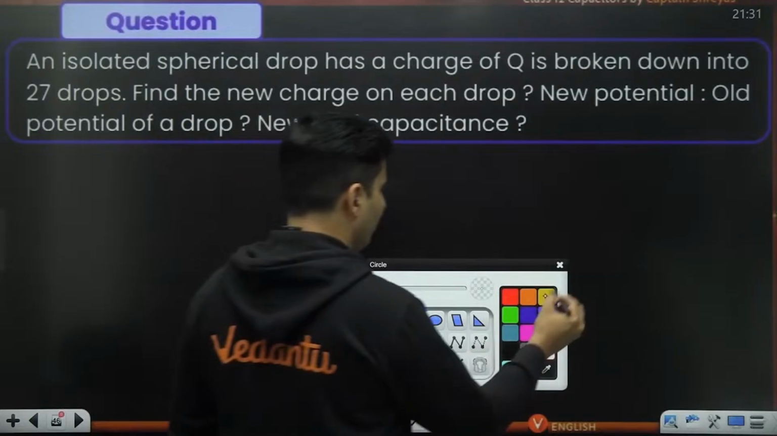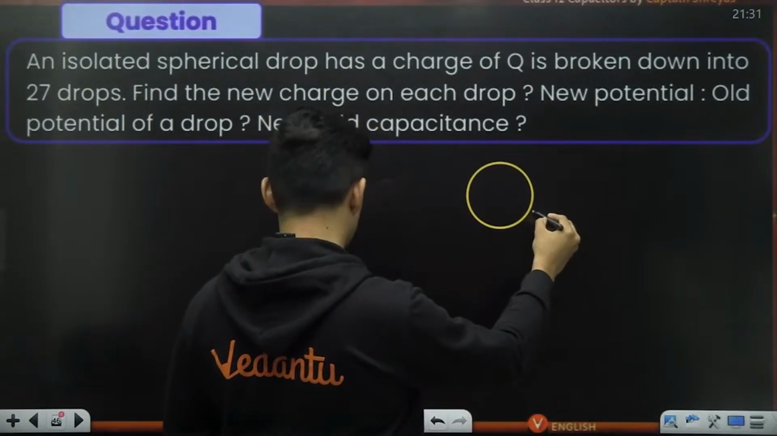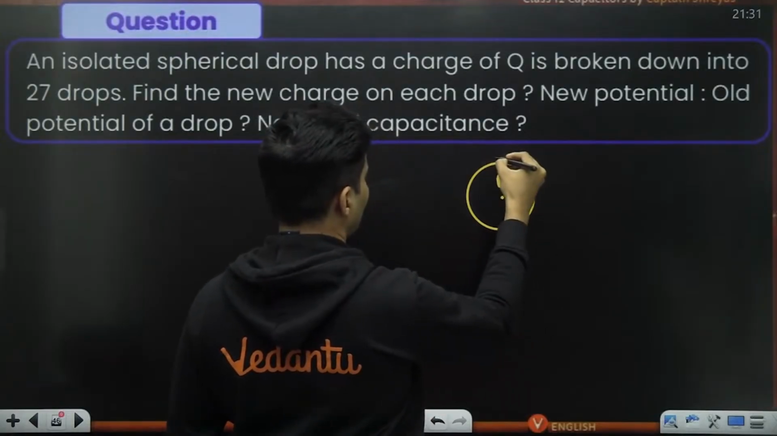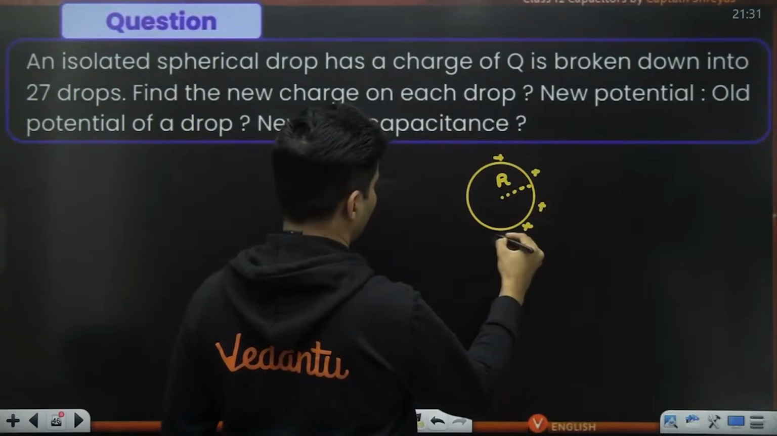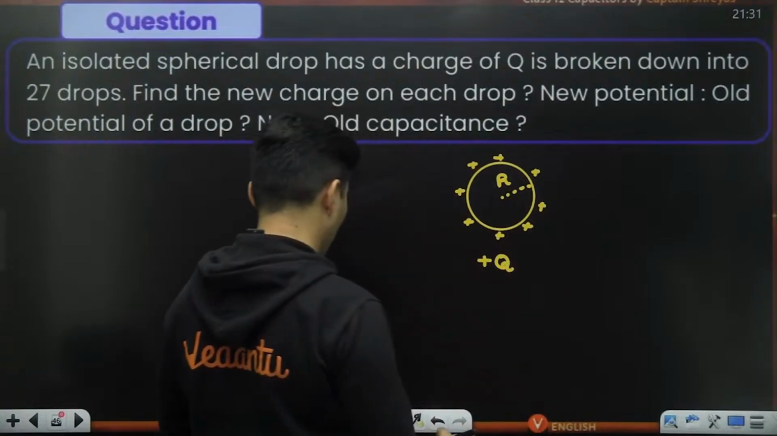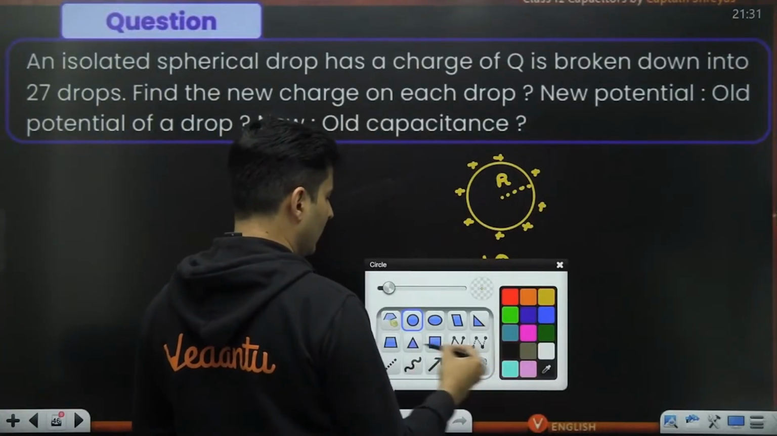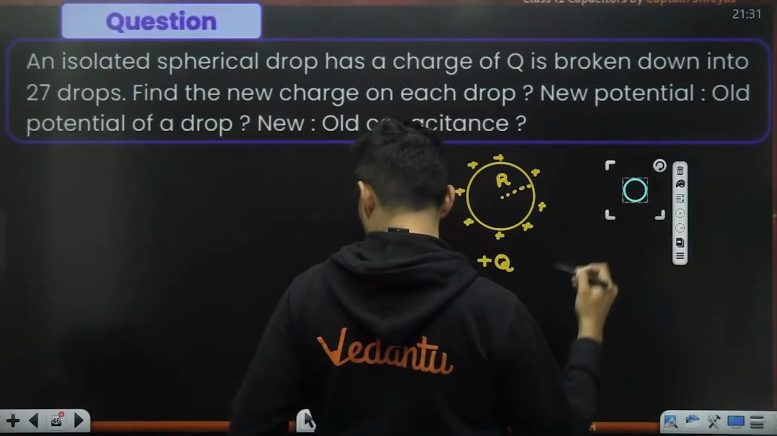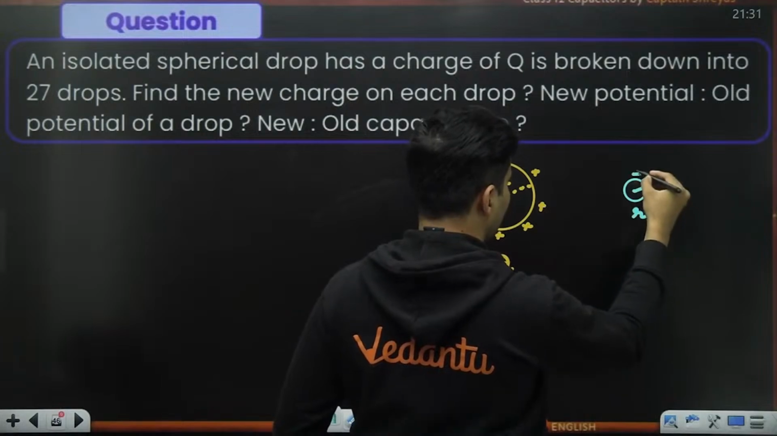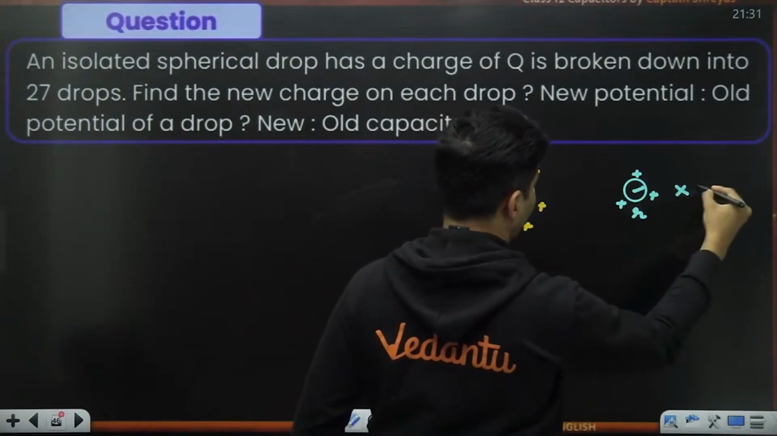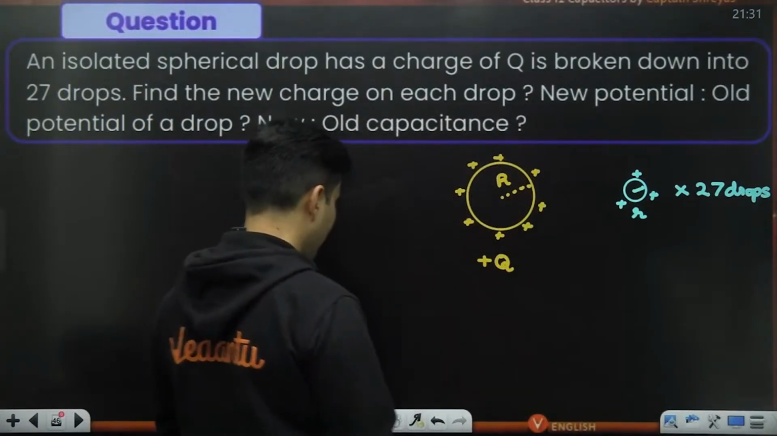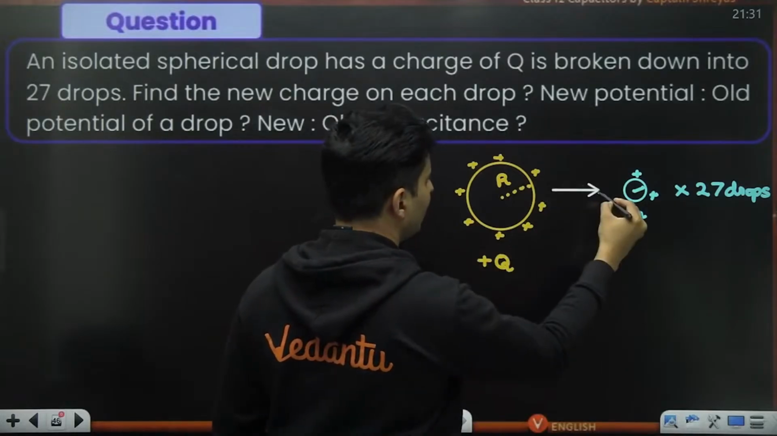See, we have a capacitor which, let's say, has some radius r. It had some charge on it, and the charge was plus q. You now broke it down into small spheres like this. Each sphere will have a new radius, some new charge, like that. 27 drops or 27 small spheres. That is what you have converted this into.